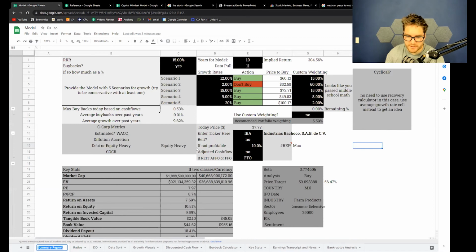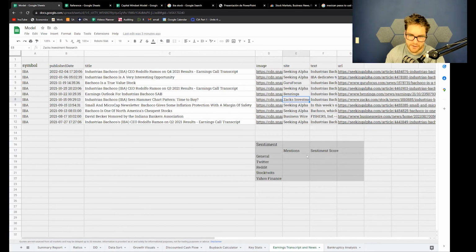So going back to the summary, there's no sentiment ranking. And if we take a look over here, it's no sentiment ranking. No one's really talking about it right now, or it's not even just measuring. So Bachoco, okay, so True Value stock. GuruFocus, Seeking Alpha writes a lot about it. Zacks, the hype beast Zacks, time to buy, Business Wire. Okay, so for the most part, people all think it's kind of cheap. Very interesting investment opportunity in Seeking Alpha. Okay, so interesting stuff here.